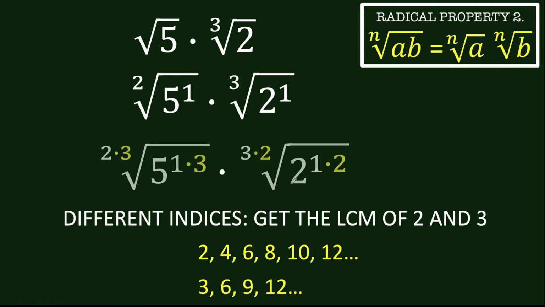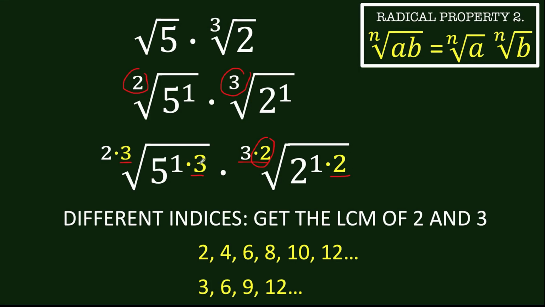Notice that in order to get 6, we need to multiply this original index of 2 by 3, because 2 times 3 is 6. Since we multiply the index by 3, we are going to multiply also the exponent of the radicand by the same number 3. For the second radical, from the original index of 3, in order to get 6, we multiply 3 by 2. And since we multiply the index by 2, we are going to multiply also the exponent by the same number 2.